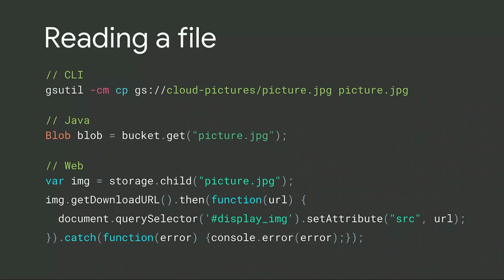And next, last but not least for storage, is how to read a file. And again, it's very straightforward. You can do a copy, like download it. You can use Java, the blob object, and read it from your bucket. Or on the web, you basically get a download URL, and then you use this download URL and put it in, for instance, your image tag or your background image CSS attribute.